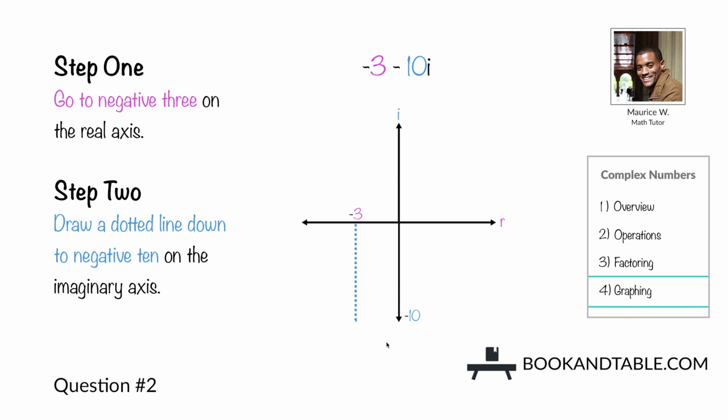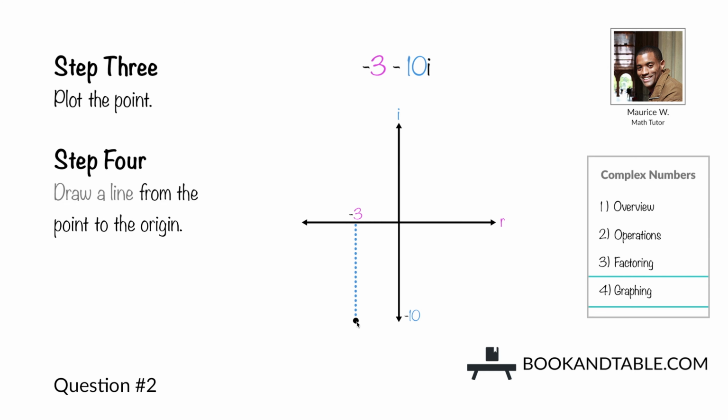Question number 2. You are asked to find the argument of negative 3 minus 10i. Step 1, go to negative 3 on the real axis. Step 2, draw a dotted line down to negative 10 on the imaginary axis, and then plot the point. The fourth step, you then draw a line from the point to the origin to create a right triangle. And now the angle closest to the origin is going to be our alpha angle. So our right triangle has an adjacent side to alpha that is equal to 3, and a side opposite of the alpha angle with a length of 10.